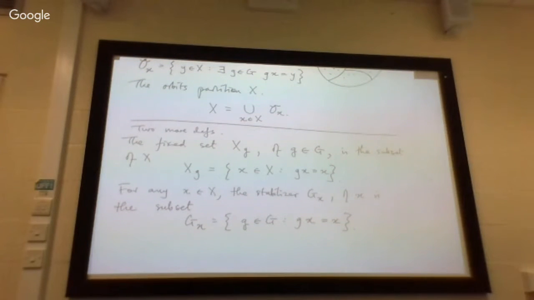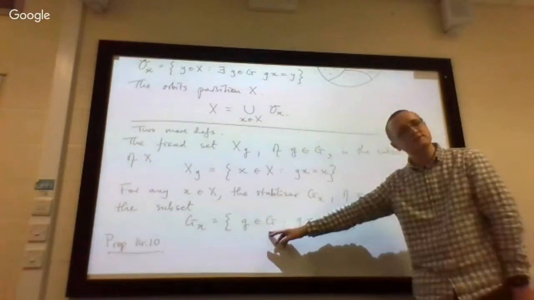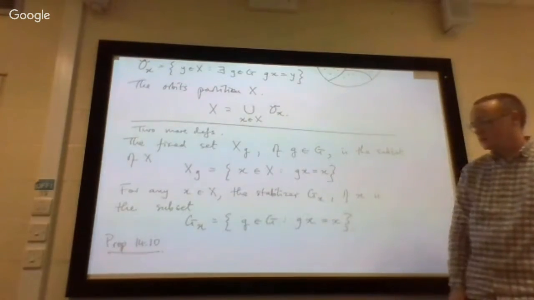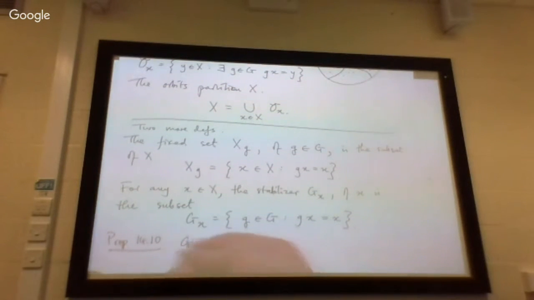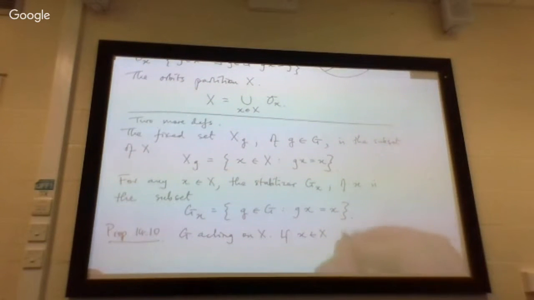x. So let's jump straight to proposition 14.10. This is actually a subgroup. At the moment, looking at its definition, it just appears to be a subset of G. Just by definition, it's a subset of G. But it's actually a subgroup. So G acting on X: if x is any element of the set X, then the stabilizer G sub x is a subgroup of G.